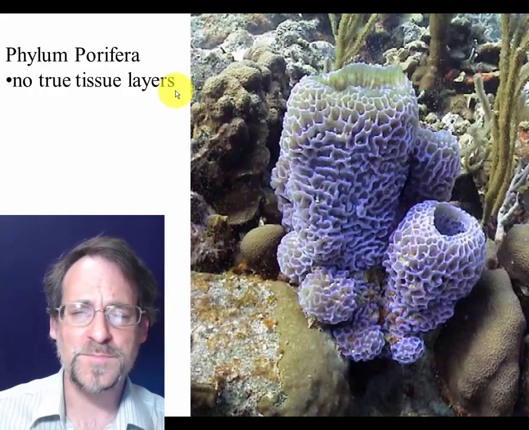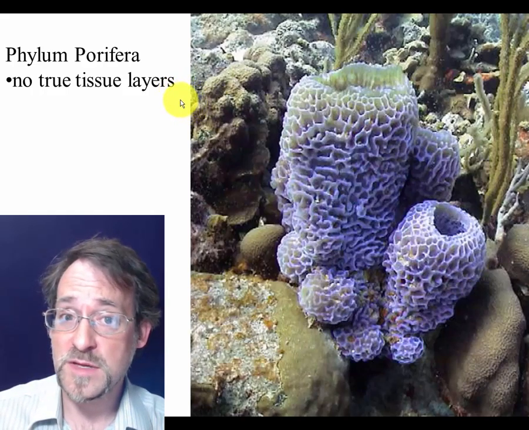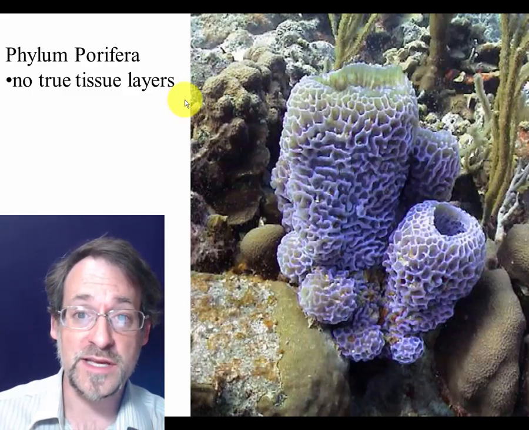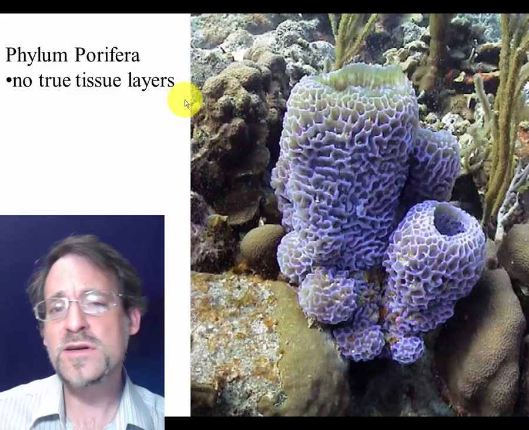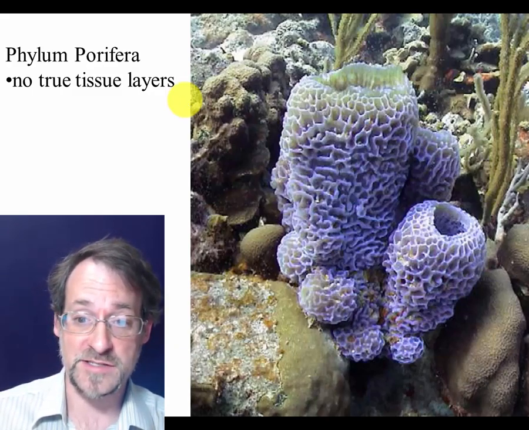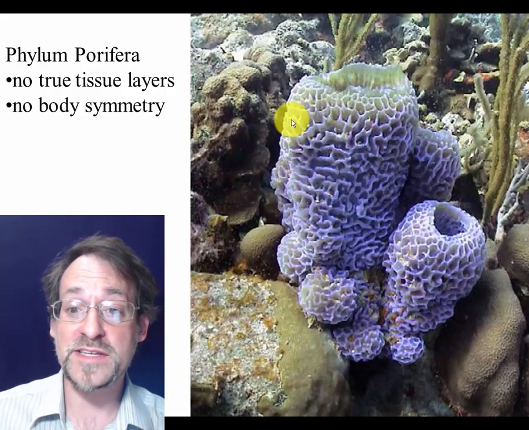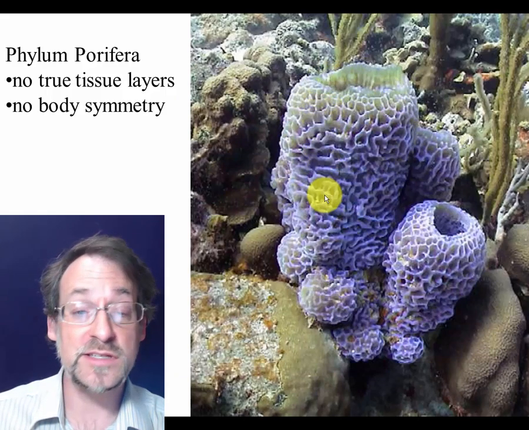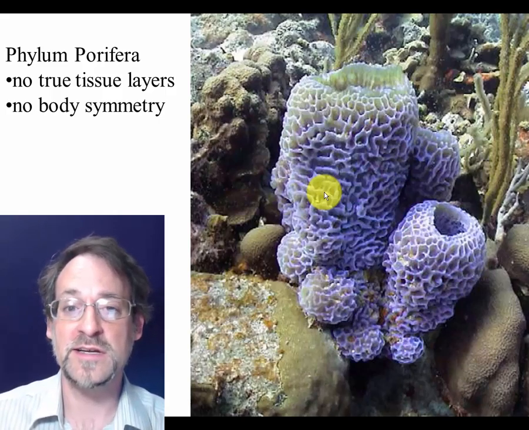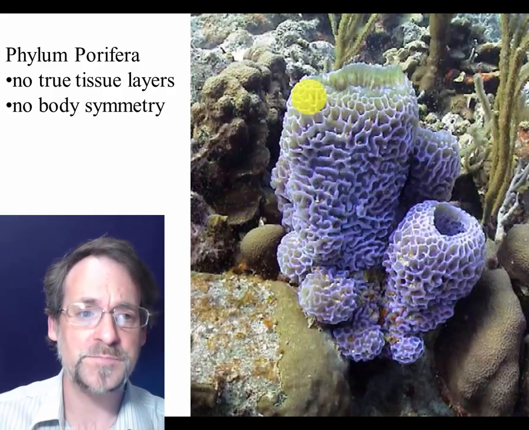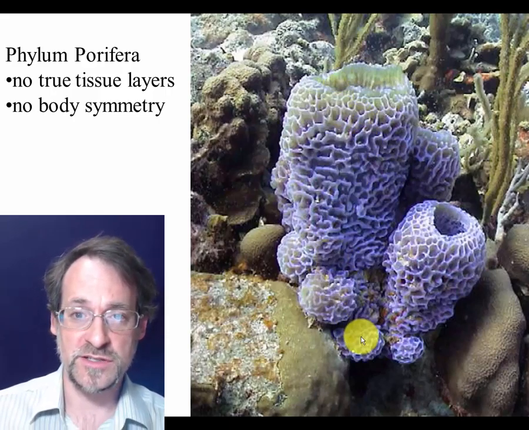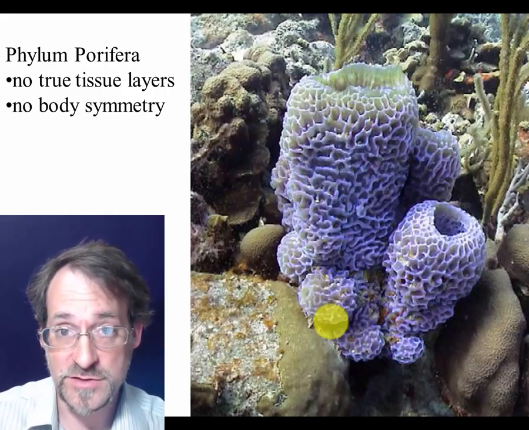The Porifera are quite curious because among all the animals, they are the least complicated and organized. There aren't even true tissue layers within sponge bodies. There's no body symmetry. So if you look at this animal, and yes, in fact, it is an animal, even though they were initially classified as some kind of plant, you don't see any axis along which you can split it into two mirror image halves.